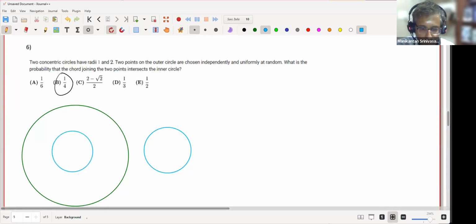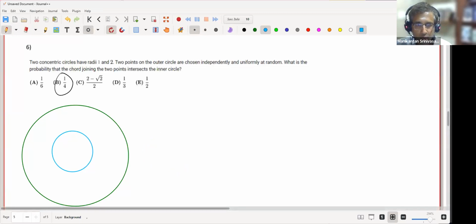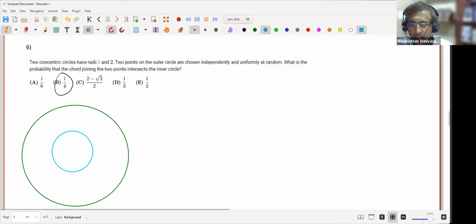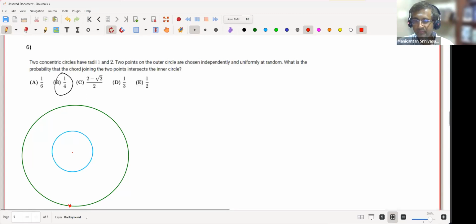Okay, all right. So I have two circles, right? One is radius 1, one is radius 2. And then what is the probability that the chord joining the two intersects the circle? Okay, so without loss of generality, I can pick one point as the bottommost point. The first point as the bottommost point, because I can always switch around the circle, right?